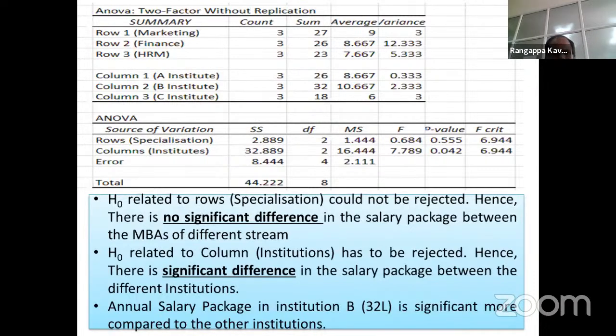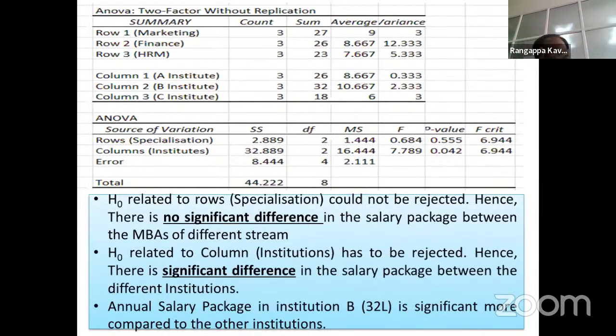So this is the thing. This is based on two-way ANOVA classification. Here we have classified on two things. One is on stream of graduation, I mean marketing, finance also.